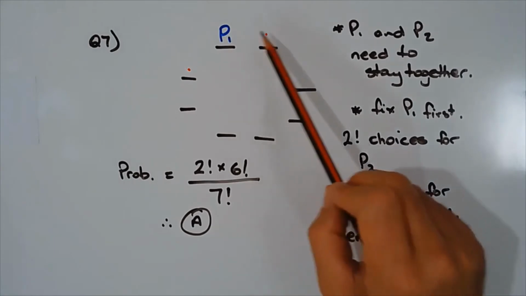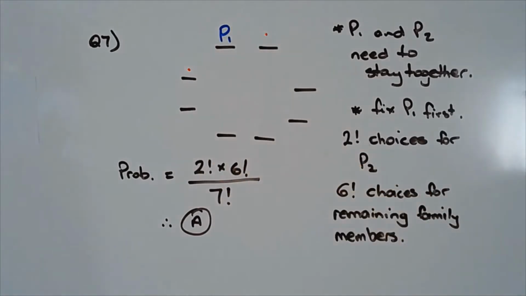Now the total number of arrangements after we fix one person in the circle, there's 7 other places left, is 7 factorial. So the probability that P1 and P2 are seated together, or the 2 youngest members of the family are seated together, is given by 2 factorial multiplied by 6 factorial over 7 factorial, which is the total number of arrangements, which means the answer is option A.